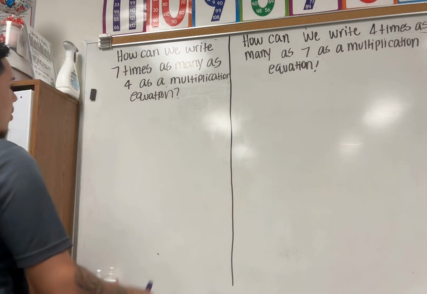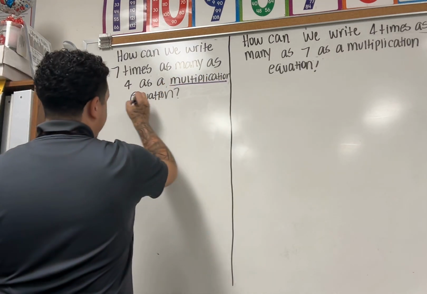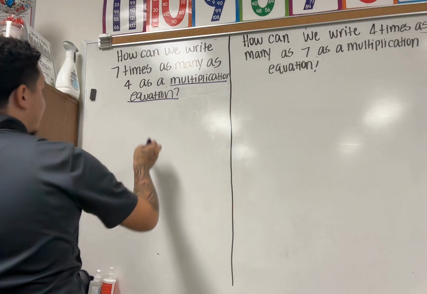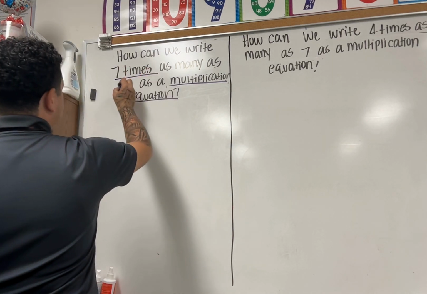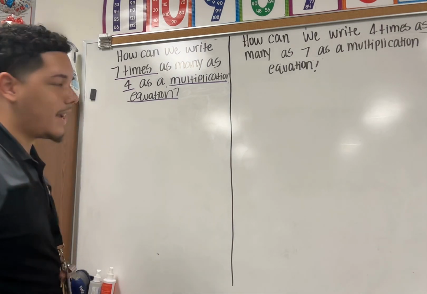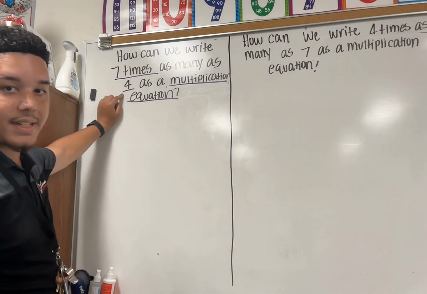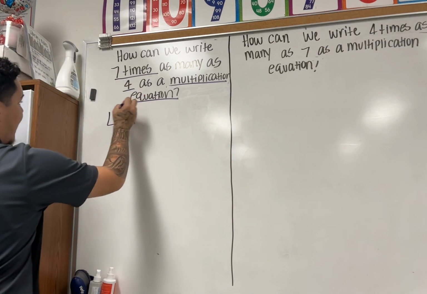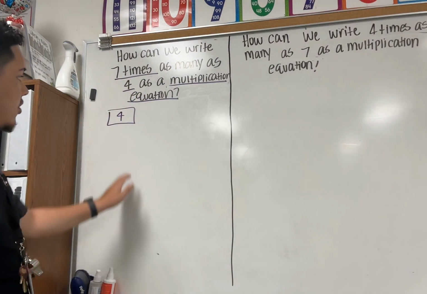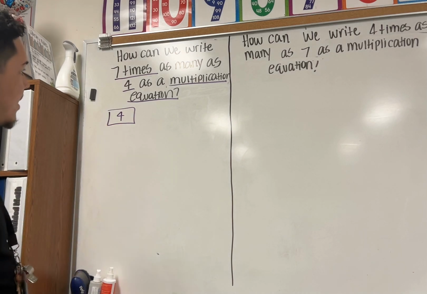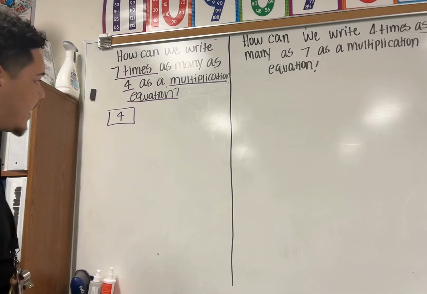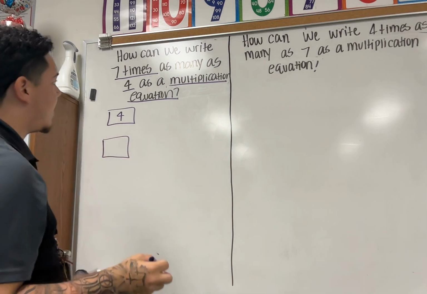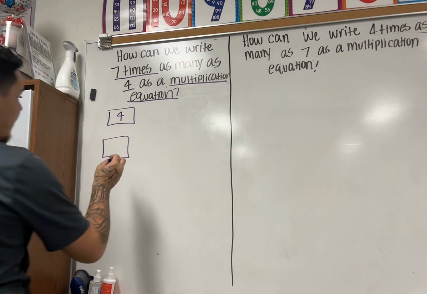All right. So we remember that a multiplication equation in simple terms is just a multiplication sentence. And they're asking us for 7 times as many as what? 4. So we're going to be dealing with 4 how many different times? 7. So I have my 4 here. I like to use a bar model, so I'm going to draw my bar of 4. And I'm going to extend that how many different times? 7 different times.